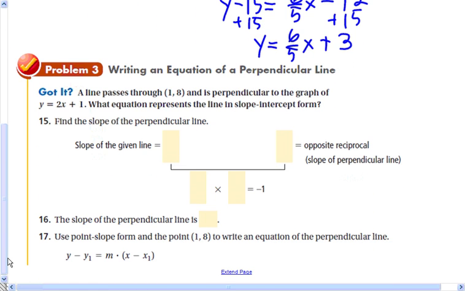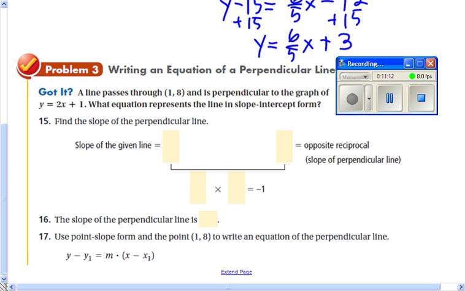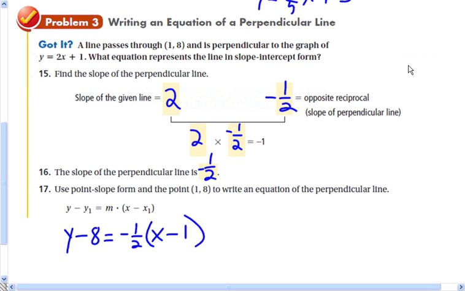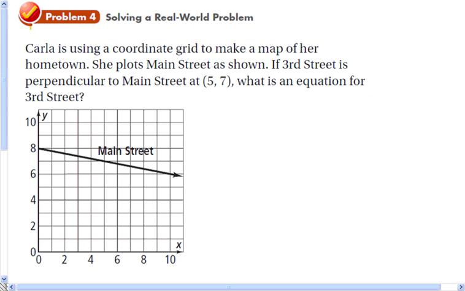All right, a line passes through (1, 8) and is perpendicular to the graph y = 2x plus 1. What equation represents the line in slope intercept form? I'm going to pause. You could try this. All right, Carla is using a coordinate grid to make a map of her hometown. She plots Main Street as shown, and 3rd Street is perpendicular to Main Street at (5, 7). What is an equation for 3rd Street?